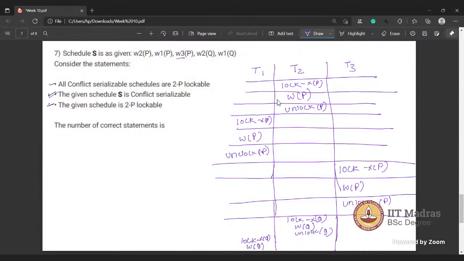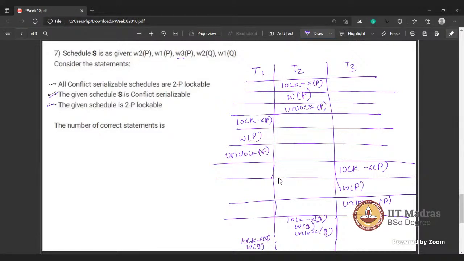How to write this schedule with locks? Okay. So the next question is whether it is 2PL lockable or not. So is it two-phase lockable?